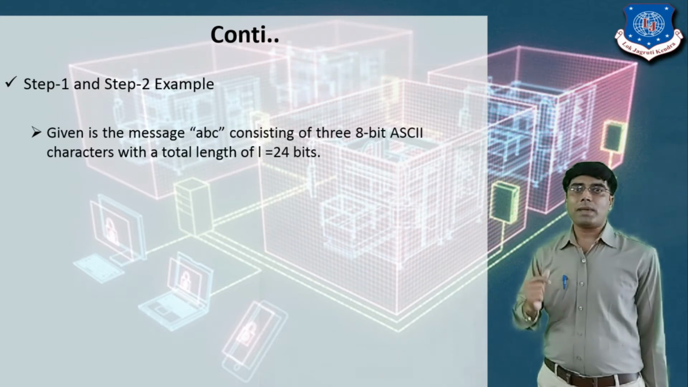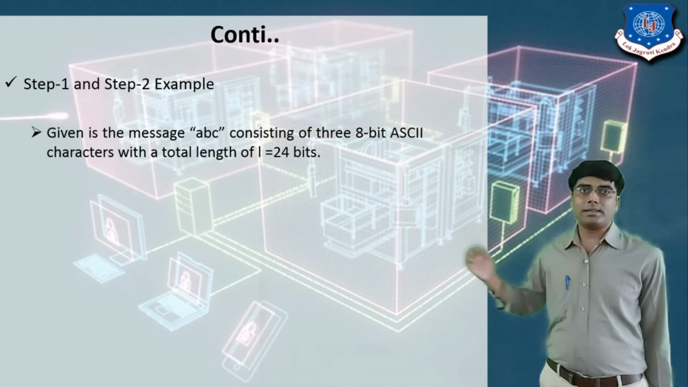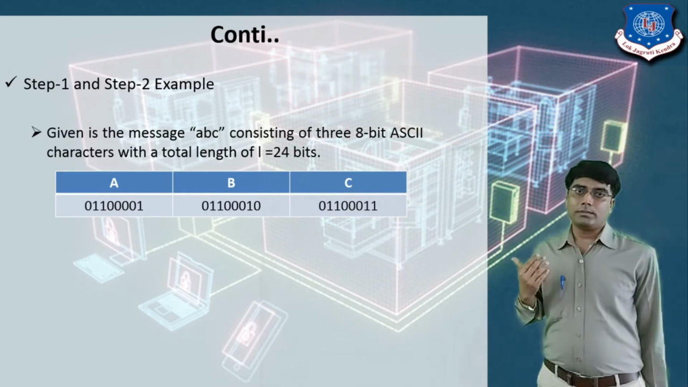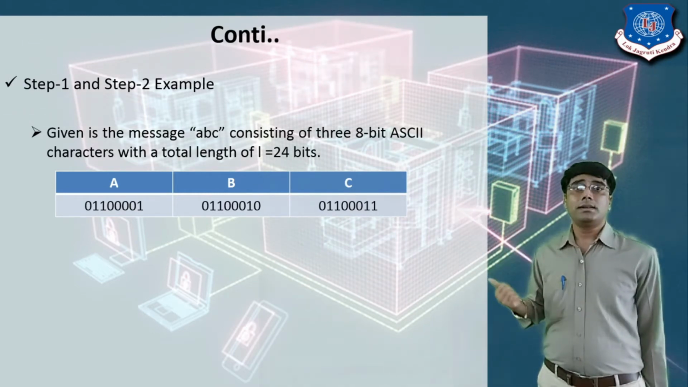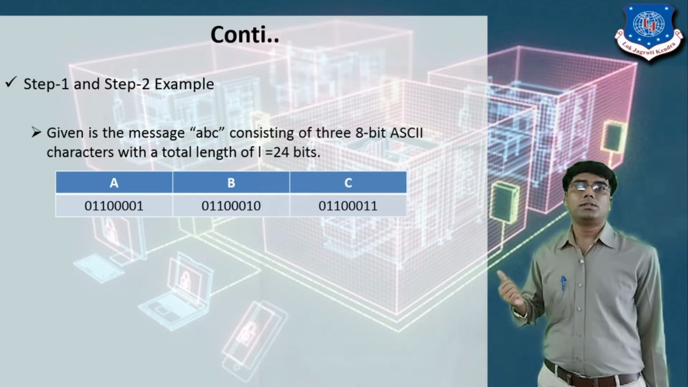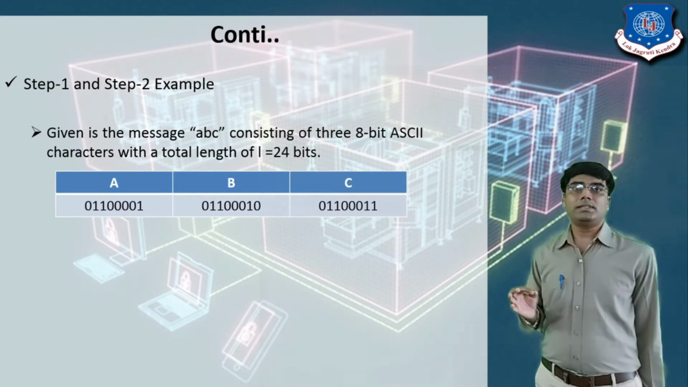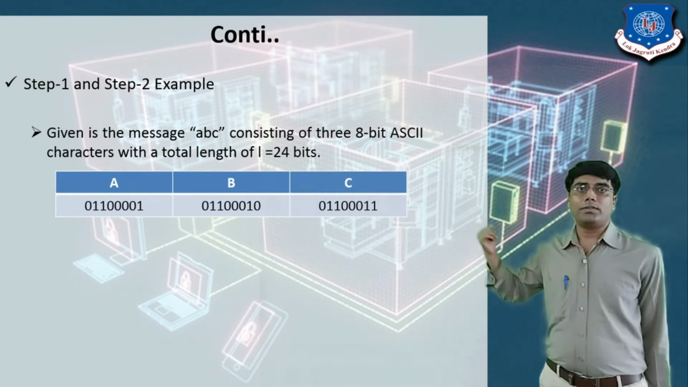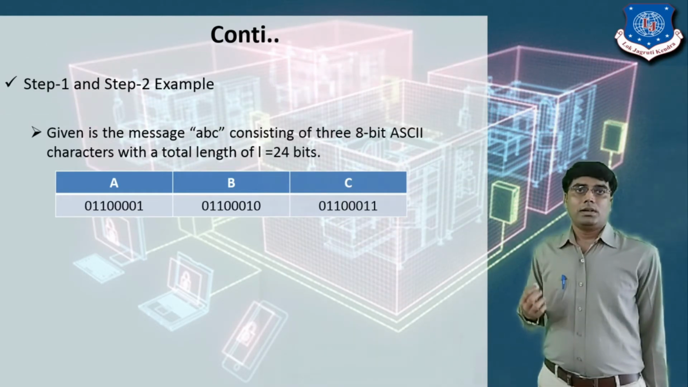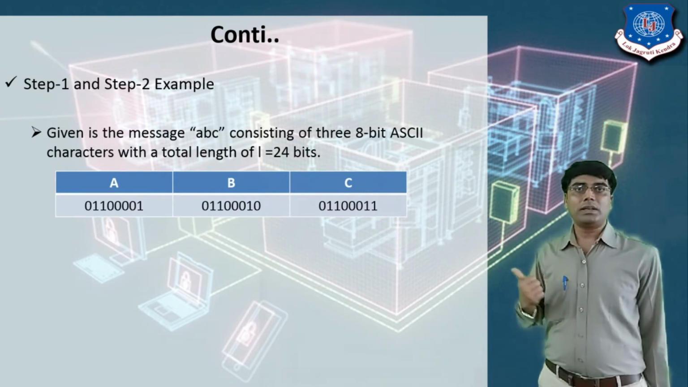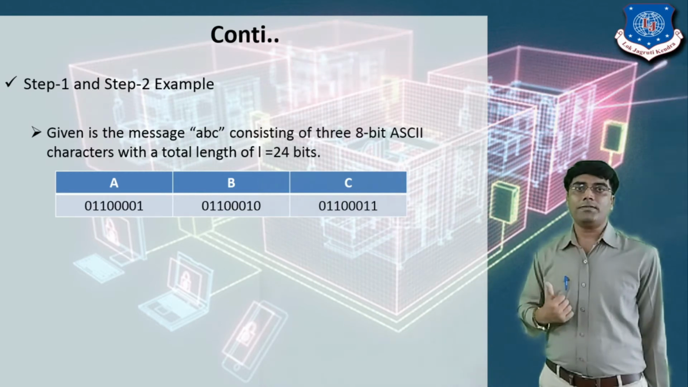Here we are considering one message, ABC, and we have to represent its binary value. The binary representation of the ABC message is 0110001, B is 011001110, and 0010011. Now the length of this message is 24 bits, so it is stored in l. This l is equal to 24 bits.